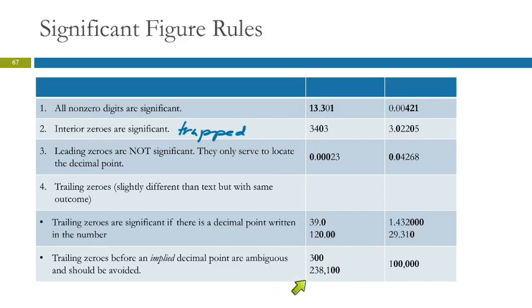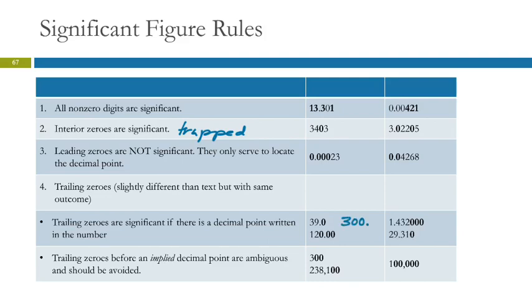So for this number 300 without a decimal point, we'd say it only has one significant figure, the 3. 39.0 has 3 significant figures because there's a decimal point, and that decimal point makes the 0 significant. But if you had your 300, what if there was a decimal right after the 0? Excellent question.